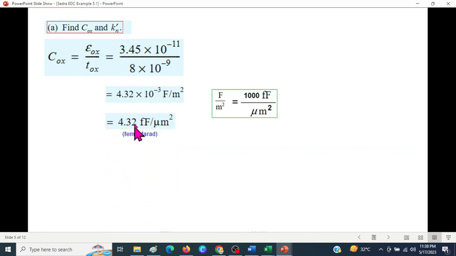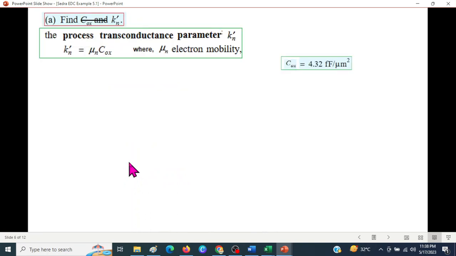So we multiply this by 1000, so 1000 and 10 raised to the power minus 3 will cancel. So 4.3 femtofarad divided by micrometer square is the answer. So this is for the first part of A. Now the second part of A is Kn dash.